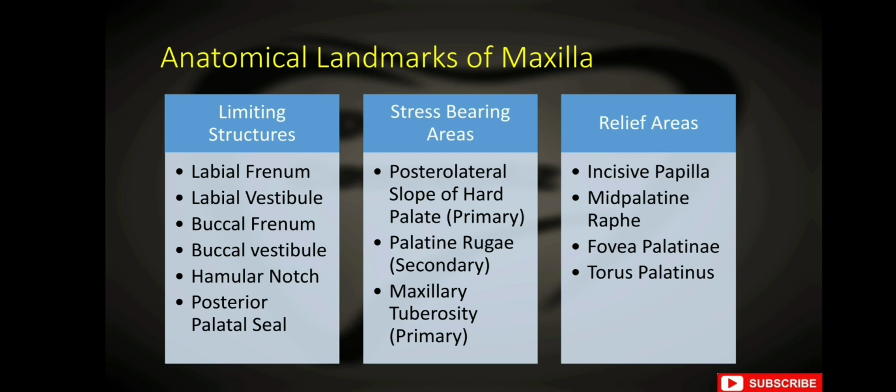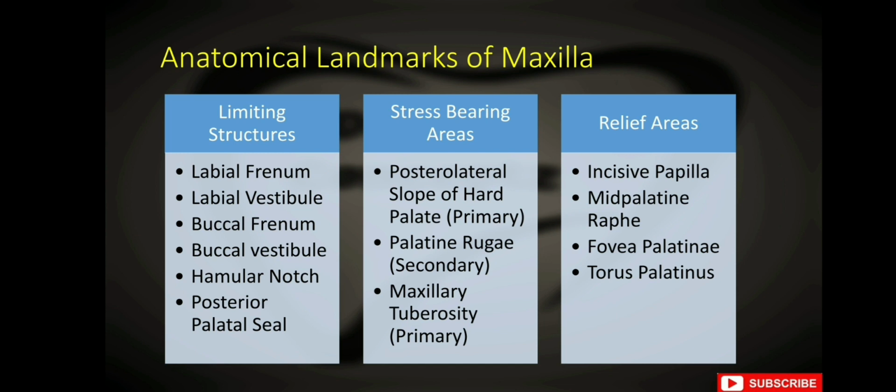Different anatomical landmarks of the maxillary arch. So anatomical landmarks can be classified into 3 categories as limiting structures, stress bearing areas and relief areas. The limiting structures are labial frenum, labial vestibule, buccal frenum, buccal vestibule, hamular notch and postpalatal seal area.